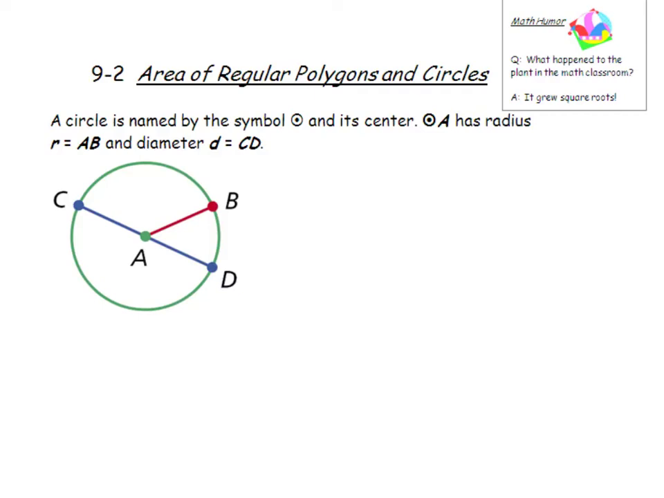In the math humor for today, what happened to the plant in the math classroom? It grew square roots. Not just roots, but square roots. Nice. Get it, get it, get it?